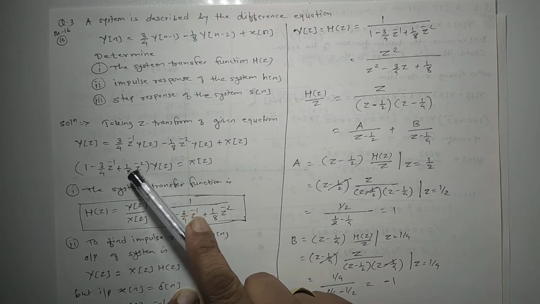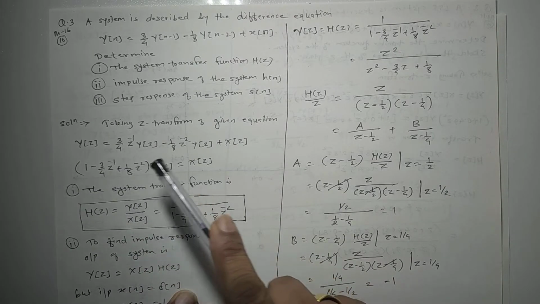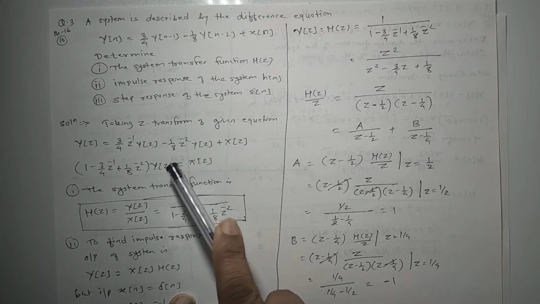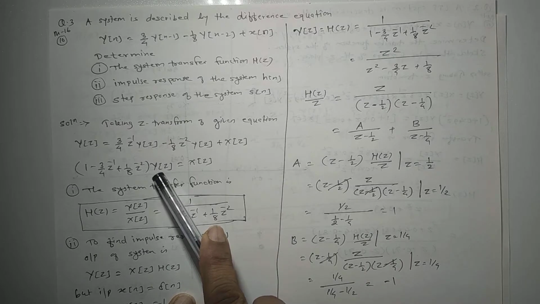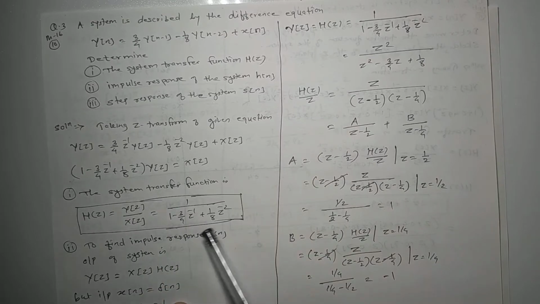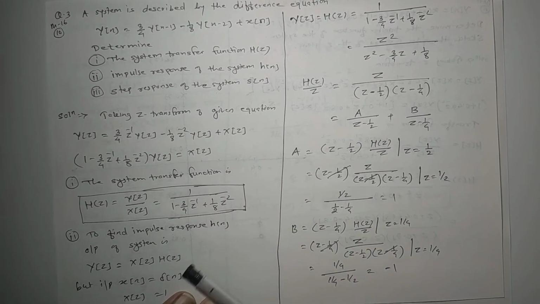Okay, and therefore the total terms of Y(z) will be this one and X(z). So the system transfer function is Y(z) upon X(z), which is equal to 1 upon this term. So this is the system transfer function. Then you have to find out the impulse response.